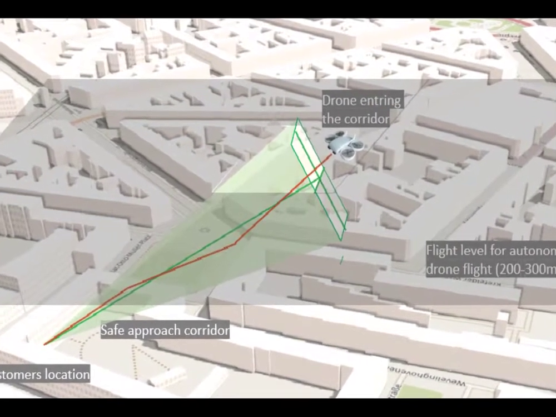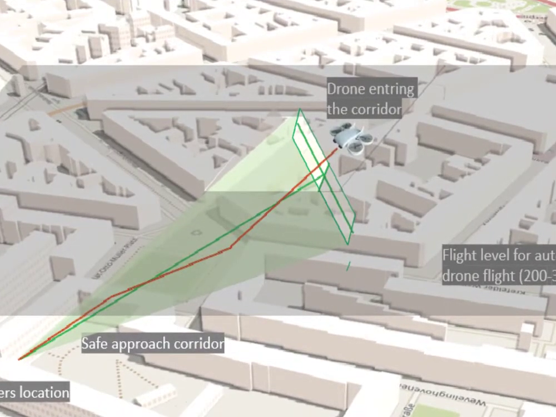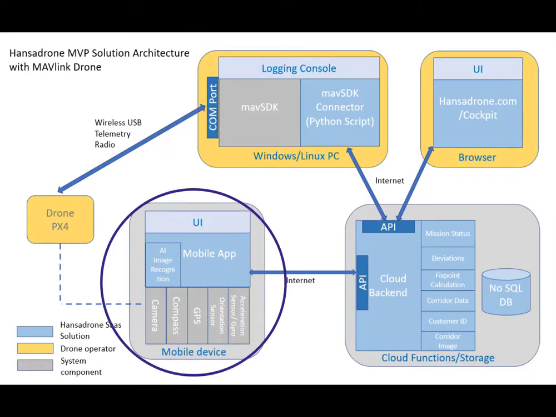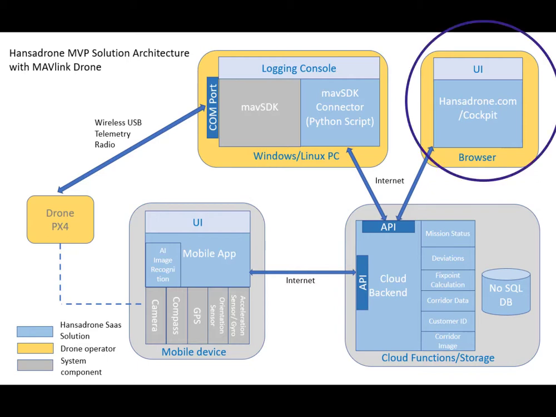The service can be used with any drone and can be integrated into any drone flight management system through an open API. The service consists of the following elements: a mobile app running on the smartphone of the customer and a cloud-based backend with an API to connect to the drone flight management system. We also have a dashboard that we call Cockpit to visualize the data stored in the backend. This is what we want to set up today in this video. No drones needed for this part.